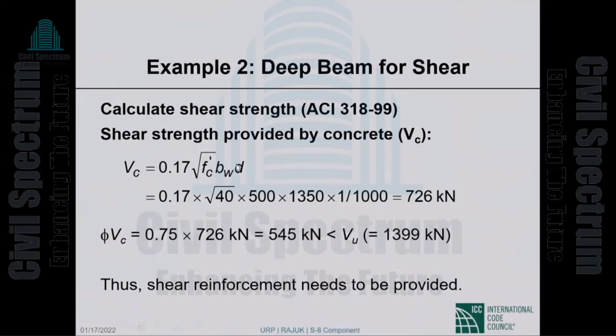V_c is given by the same expression as before, 2 square root of f_c'. That comes to 726 kilonewtons. Reduced by phi, that gives us 545. Obviously, 545 is less than the 1399 that we need to resist. Thus, shear reinforcement needs to be provided.